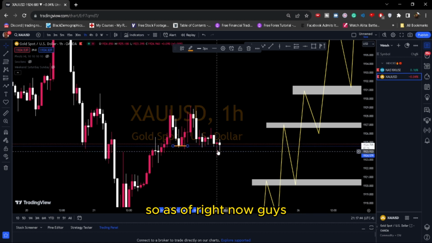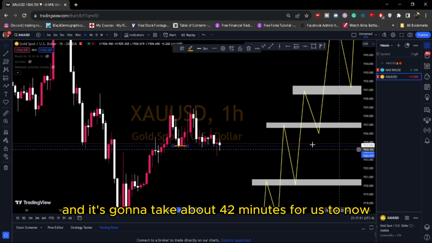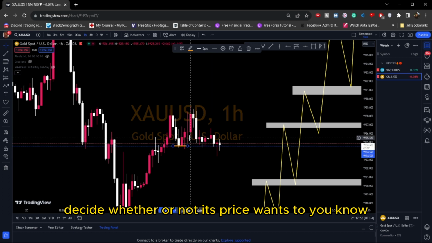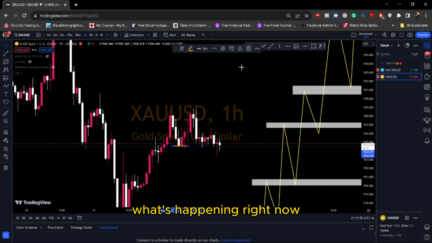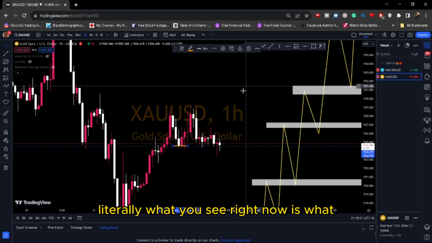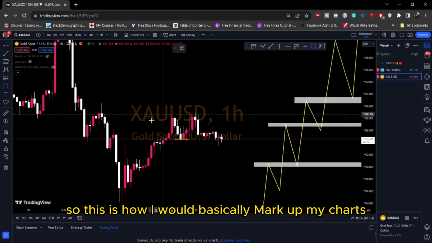Right, so as of right now guys, as you can see, this is gold basically playing around this zone here, and it's going to take about 42 minutes for us to decide whether or not price wants to continue the buy trend or sell. So with that being said, what you see right now is that price is still bullish. So this is how I would basically mark up my charts.